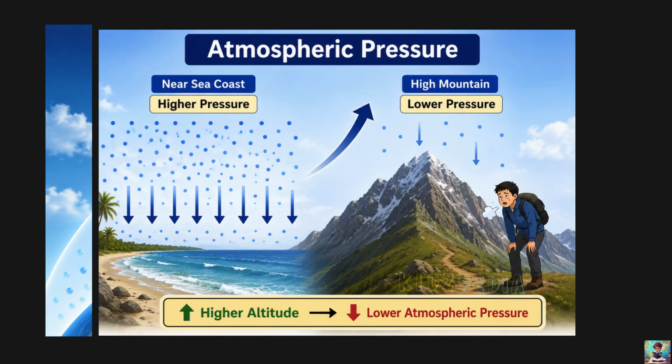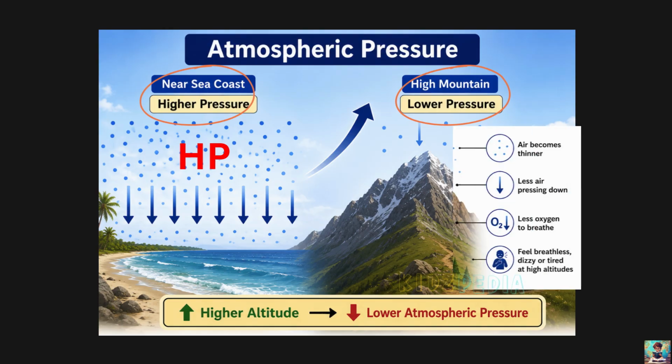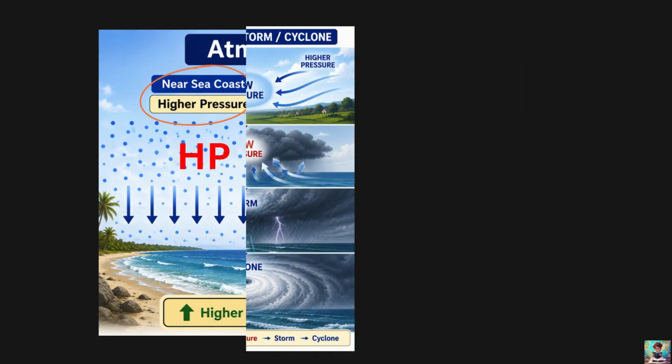And atmospheric pressure is higher near the sea coast and lower as we move up into the mountains. Why? As we climb a mountain, the air becomes thinner. This means there is less air pressing down and also less oxygen available to breathe. That's why people sometimes feel breathless, dizzy or tired at high altitudes. So remember, high altitude means lower atmospheric pressure.